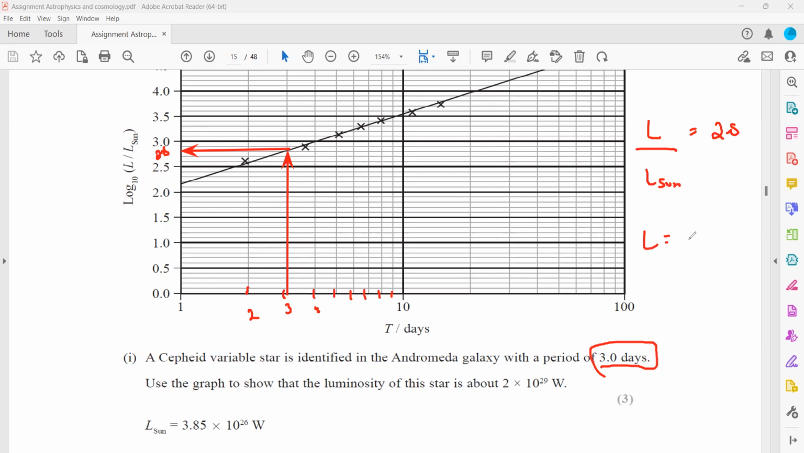If we need the luminosity of the specified variable, it will be 2.8 times the luminosity of the Sun. The luminosity of the Sun is given to us, so it will be 2.8 times 3.85 times 10 to the power 26. We just multiply them, and we get the luminosity of this specified variable, which is 2.43 times 10 to the power 29 watts. The unit of power is watt.